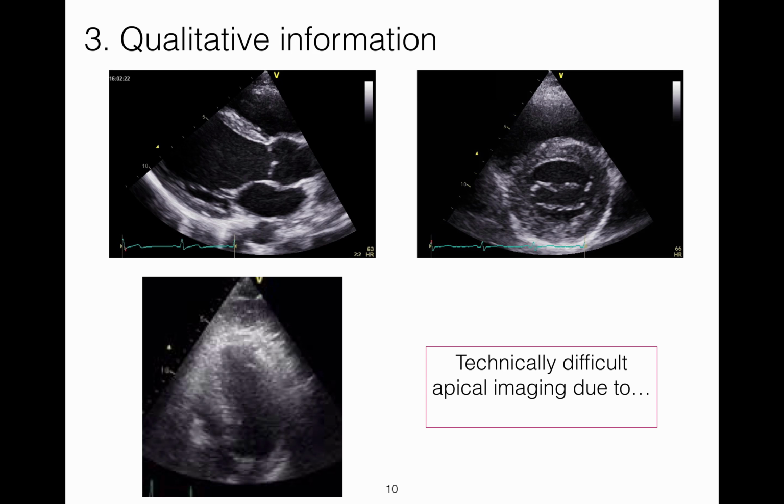The images on this slide are an example of what you may encounter at times. The parasternal windows may give clear images, while images from the apical windows may be poor, or vice versa. In these cases, it's worthwhile to indicate what images were difficult and to provide the reason why. For example, technically difficult apical imaging post-mastectomy.